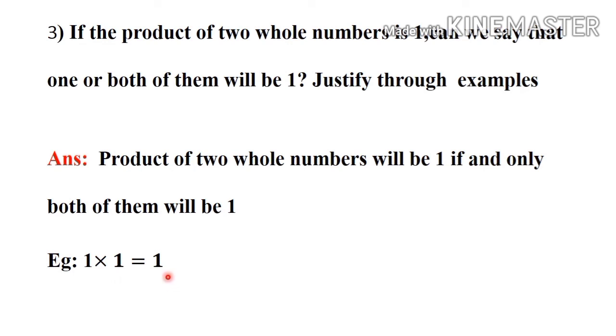So the product of two whole numbers will be 1 if and only if both of them are 1. A and B should be equal to 1. Then only will we get the answer 1. So A into B, A 1 and B 1, what is the answer? 1. Okay, for 0, any one number can be 0, or both can be 0, and you will get the answer 0. But for 1, both numbers should be equal to 1. Then only when you multiply those two numbers will you get the answer 1.